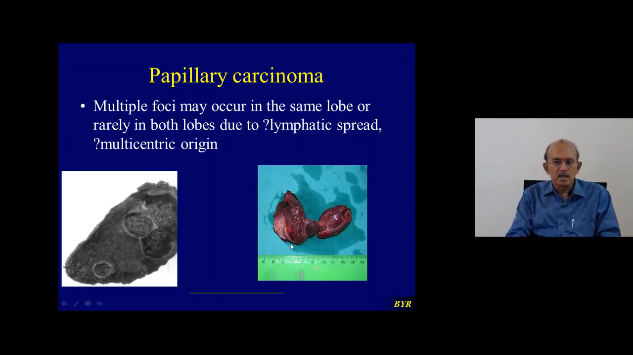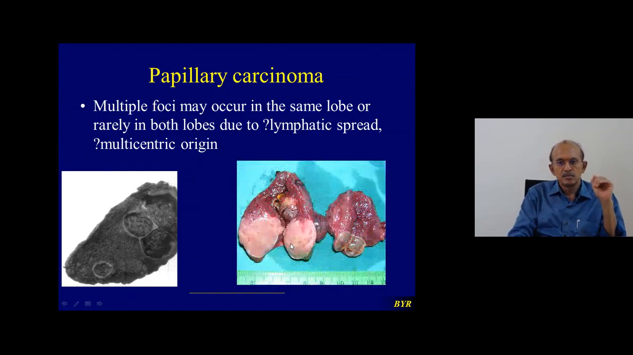So when you do the cut section of the papillary carcinoma of thyroid gland, you will find multiple deposits. Though the patient comes with a big nodule, there may be other foci in the other lobe or in the same lobe. There is multifocal origin for the papillary carcinoma. Please remember this point. Its origin is multifocal. Though clinically it manifests as a single nodule, there may be other multiple foci in the other lobe.